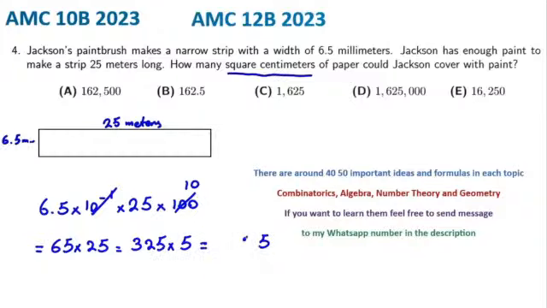We have 2. 5 times 2 is 10, plus 2, 12. We have 1. 5 times 3 is 15, plus 1, 16. So the answer is 1625, which is choice C.